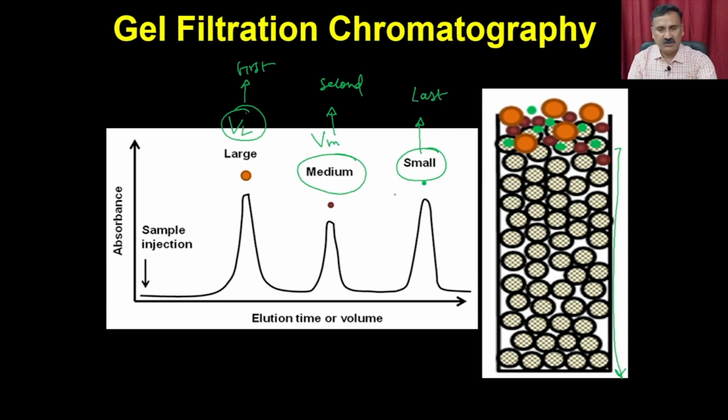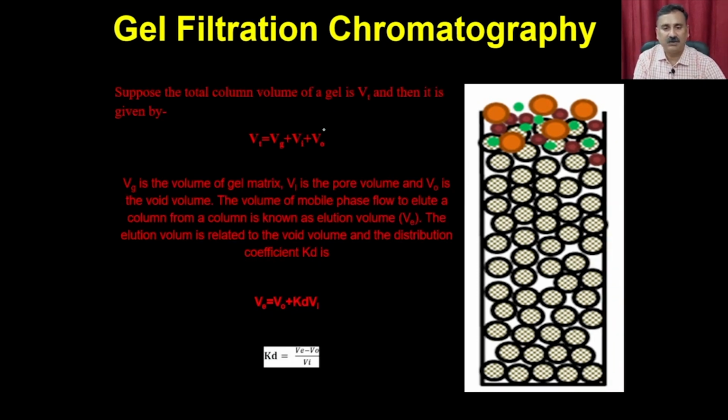Using this information, you can calculate the distribution coefficient. For calculating the distribution coefficient, you have to determine some parameters. For example, you have to determine the VT, which is the total volume of the gel. Then you also have to calculate the void volume, and you also have to calculate the elution volume. And utilizing this information, you can calculate the KD value, which is actually VE minus VO divided by VI.